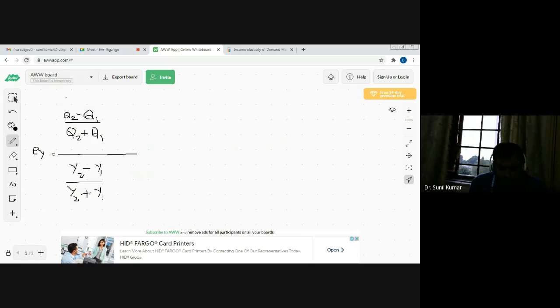Q2. Write down, Q2 stands for the quantity demanded after the change in income.